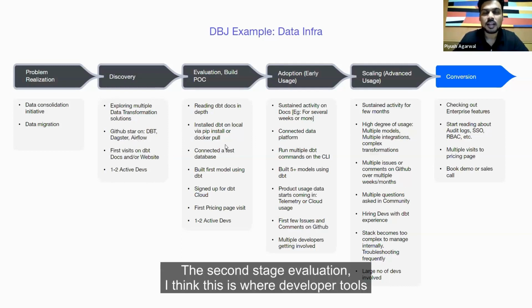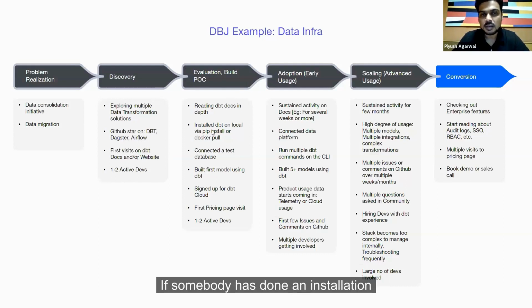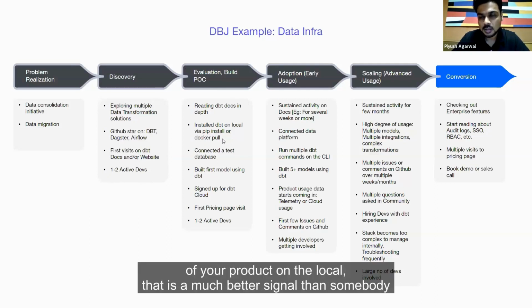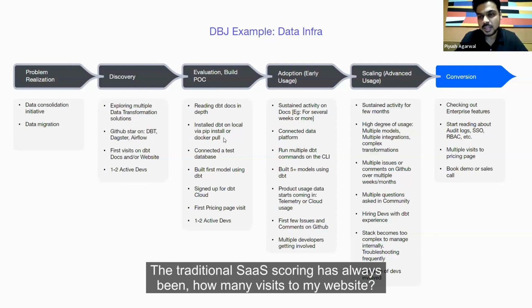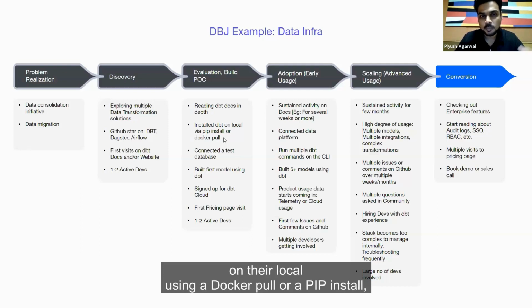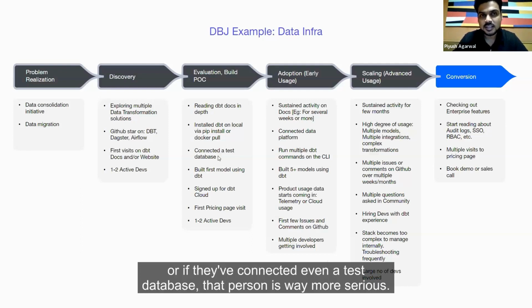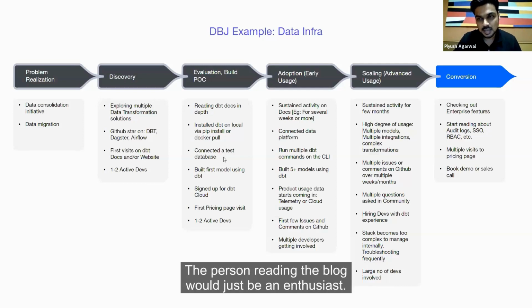The second stage, evaluation. I think this is where developer tools start looking very different from traditional SaaS, right? If somebody's done an installation of your product on the local, that is a much better signal than somebody reading your blogs for the last 30 days and visiting your blogs 40 times. The traditional SaaS scoring has always been how many visits to my website, how much time spent on my website. In developer tools, it does not matter. If somebody's installed your product on their local using a Docker pull or a pip install, or if they've connected even a test database, that person is way more serious. The person reading the blog would just be an enthusiast.